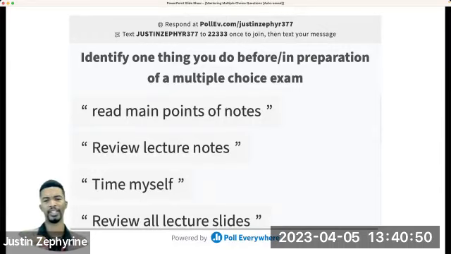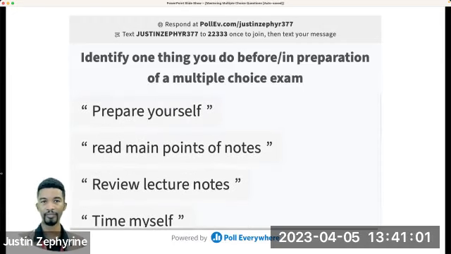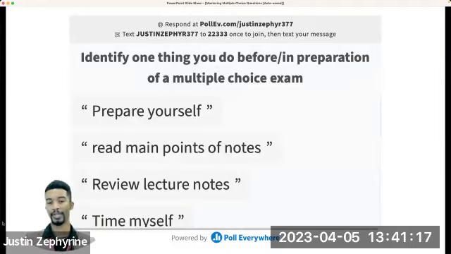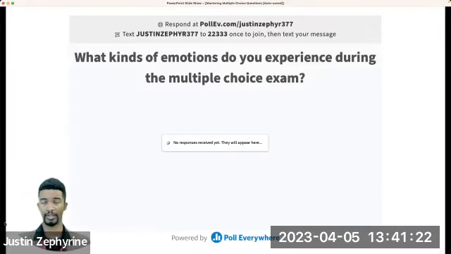Review lecture notes. Read main points of notes. Nice. So by chance, and you could post it in the chat if you want, or you could use your mic. Do you make notes in lectures? Do you make your own notes, or do you depend on the lecture notes or slides? So while you might post that in the chat, I see some other responses. Prepare yourself. So how do you prepare? Some person said you read the main points of notes, review lecture notes, you time yourself. Nice. Okay, so anybody, you could use your mics if you'd like. Do you make your own notes in classes, and do you review those notes in preparation for your exams?